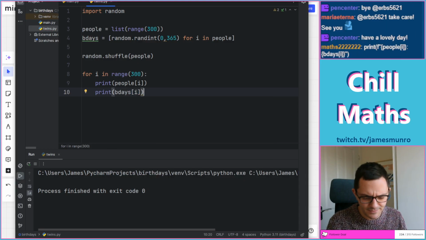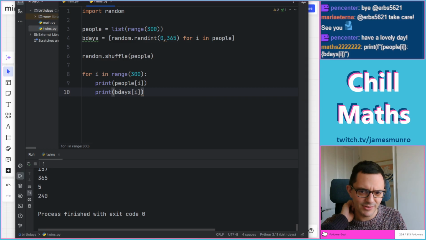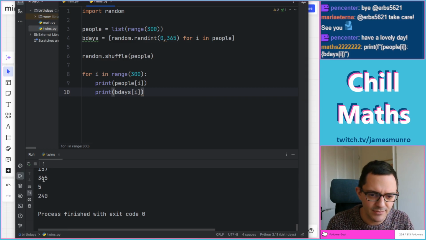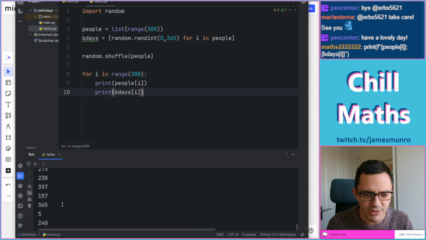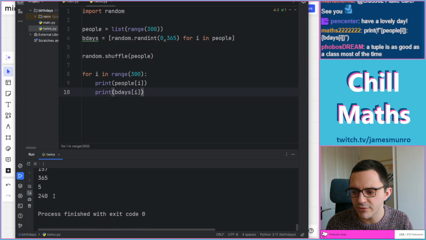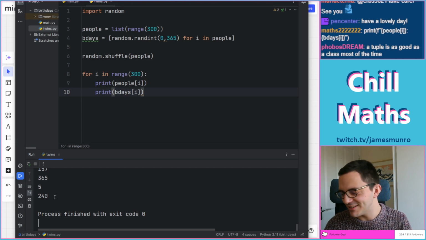Something like this. It's going to give me a big string of people and birthdays, including, oh, that person's birthday is on New Year's Eve. That's fun. Okay, that looks like it could be a list of the sort of stuff I want. Just as good as a class most of the time.